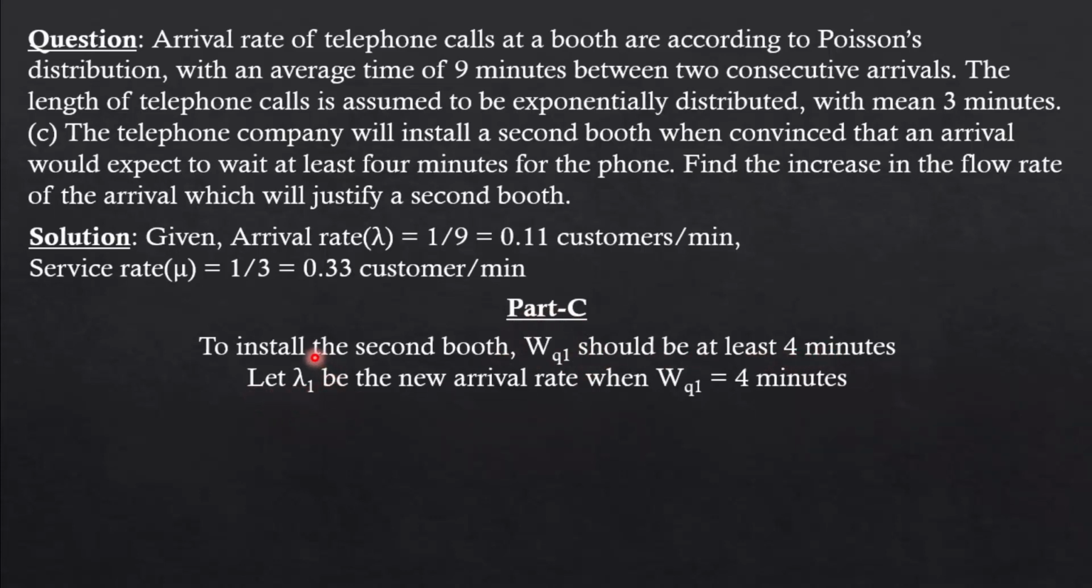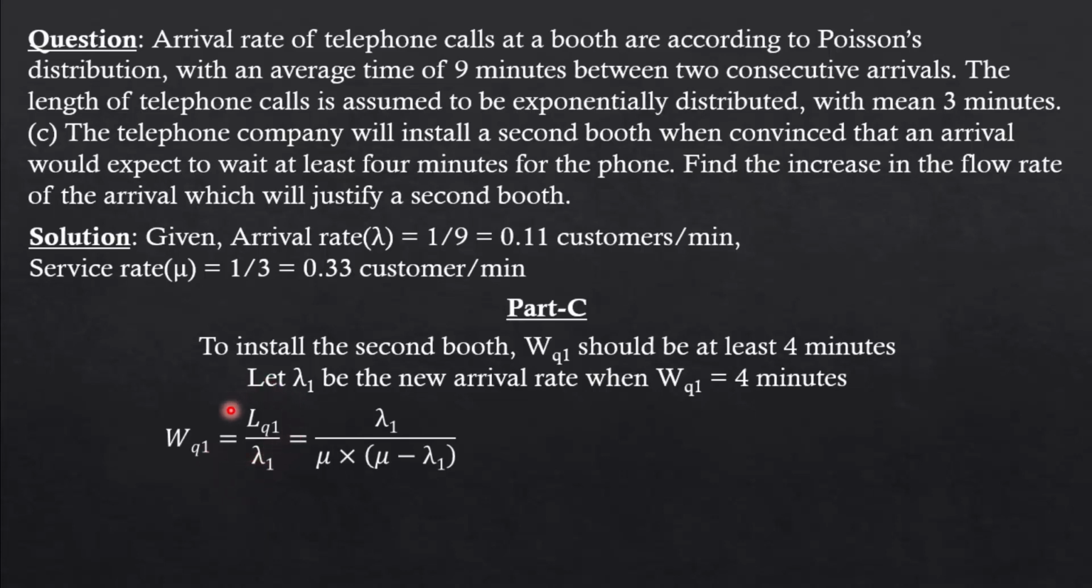So let lambda 1 be the new arrival rate when WQ1, that is the waiting time in the queue, is equal to 4 minutes. So to satisfy this condition, to install the second booth, we will assume that the waiting time in queue is equal to 4 minutes, and according to this we will find out the value of lambda 1, that is the new arrival rate. So let us see the formula for waiting time in the queue. It is given as WQ1, which is equal to LQ1 by lambda 1.